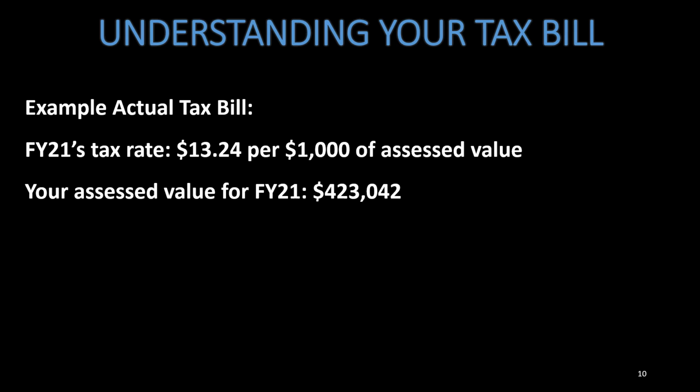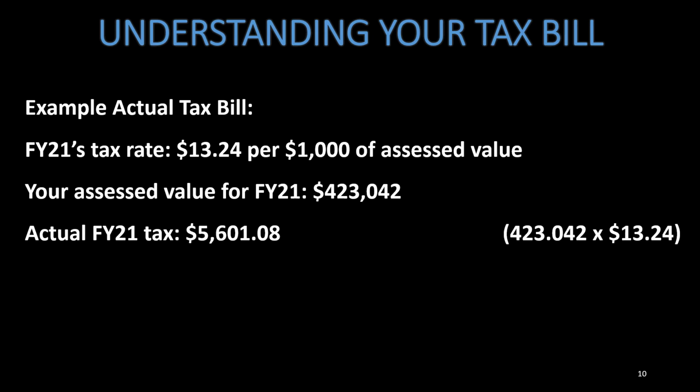The average single-family home in Rehoboth increased in value to $423,042. Again, that's going to be the value we're going to use for this calculation. Let's say your house is that average single-family house. Your assessed value went up year over year for many different reasons that can occur.